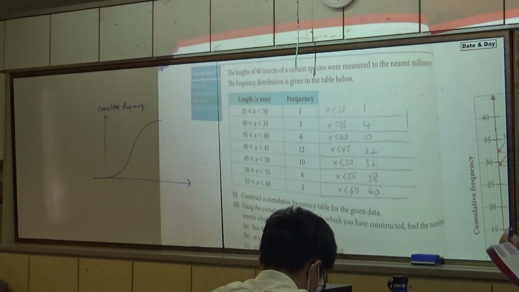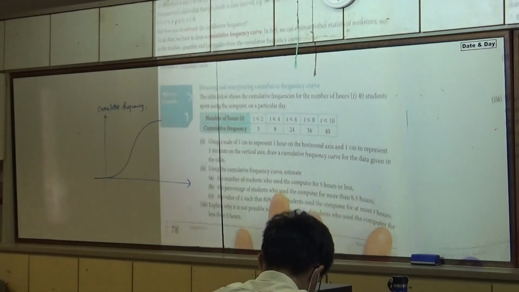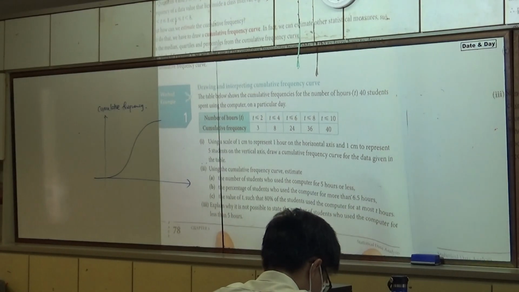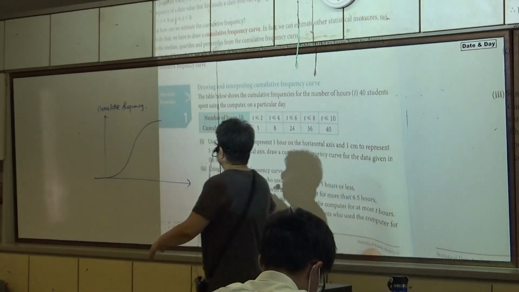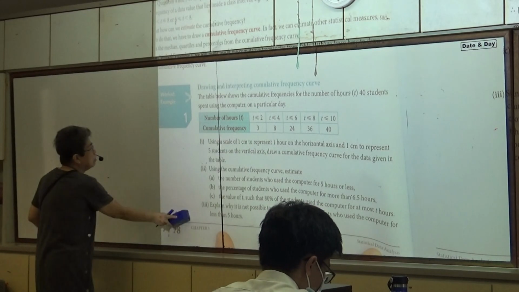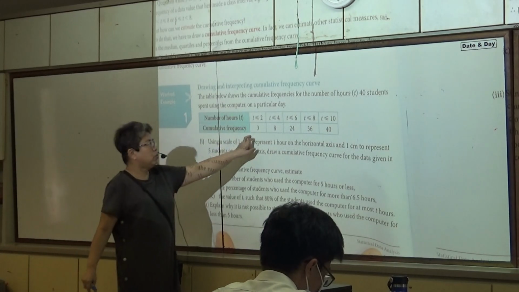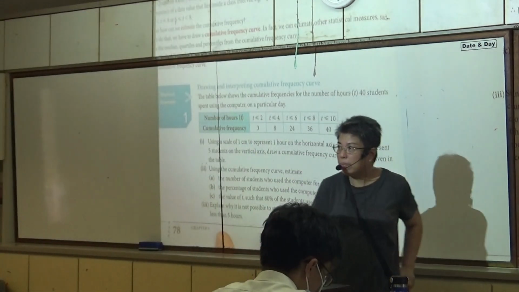Alright, now can all of us look at work example 1? They only gave us one example. I am going to show you what it means here. All of you look at the board, because it's exactly the same as the answer. The table below shows the cumulative frequencies for the number of hours 40 students spent using the computer on a particular day. So less than or equal to 2, until 40. Can you see? Yes or no?